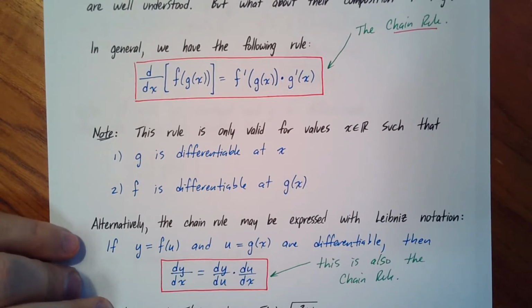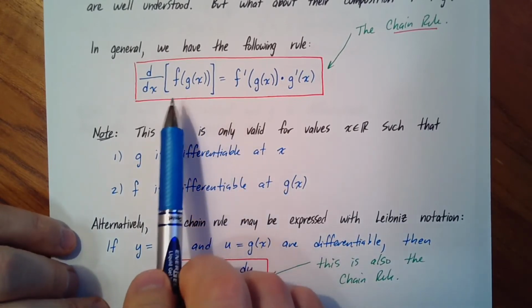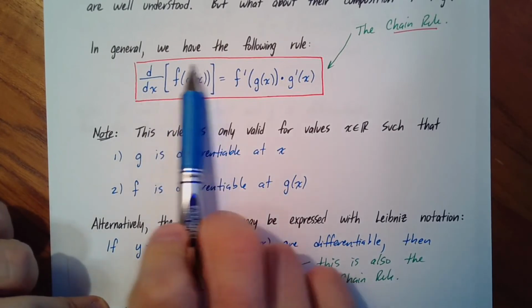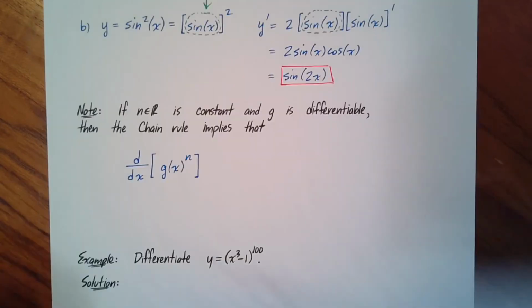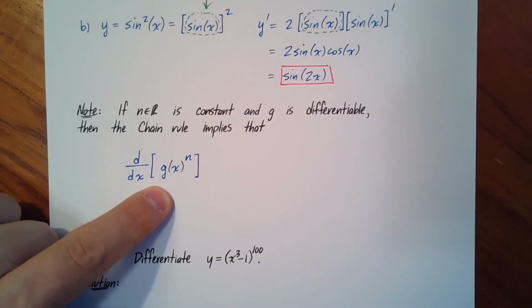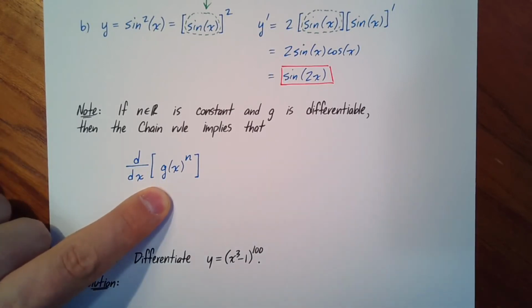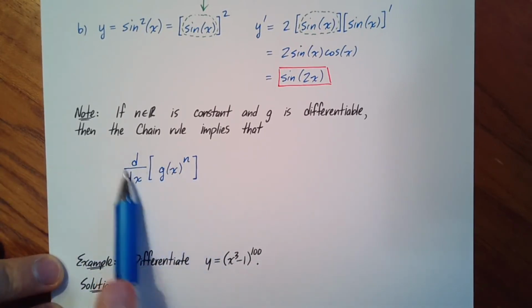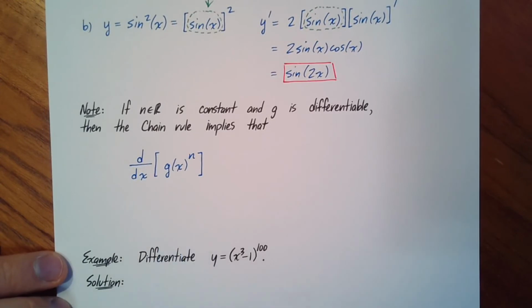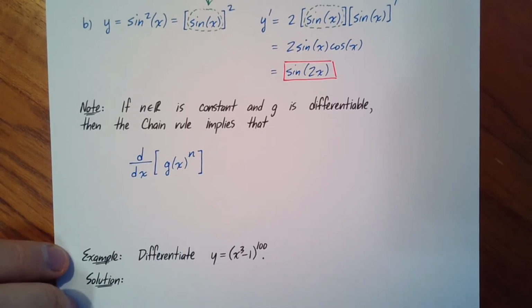And if you consider that special case for this formula here, what you're going to get is exactly this. So let's write out what the chain rule would give us in the special case where our outside function is just a power function. That's another way to say this.